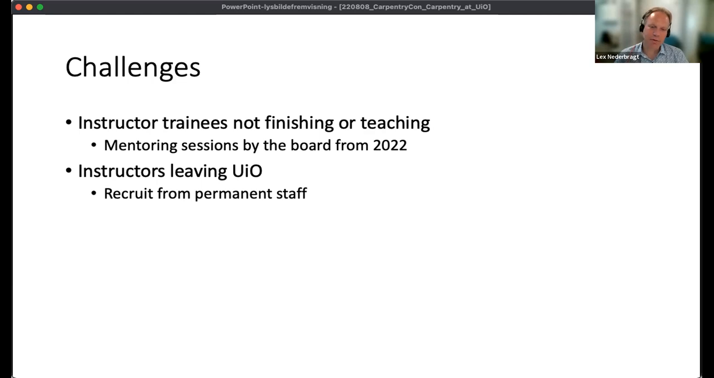And of course, this is kind of general: most of our instructors are on non-permanent contracts and may leave for other jobs, other places. But that's partially natural. So there will also be a flow of people coming in and out. But we have been a little bit successful in recruiting from permanent staff. So we get people that are actually able to stay and get permission from their bosses to teach Carpentry workshops as part of their job description. That's not always easy, but sometimes it's possible.